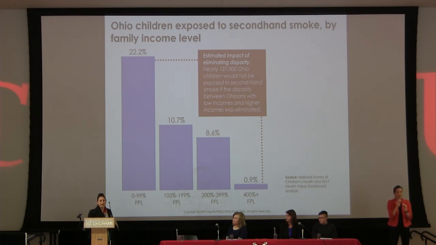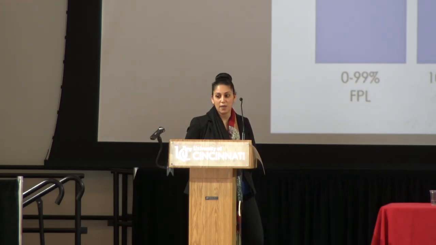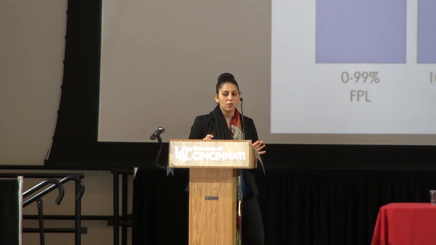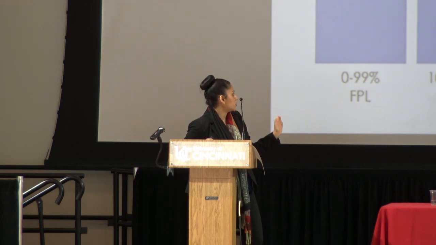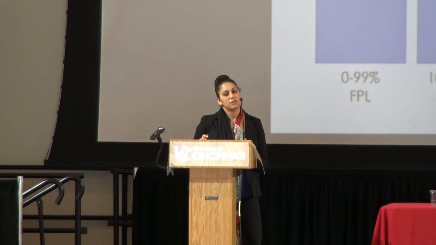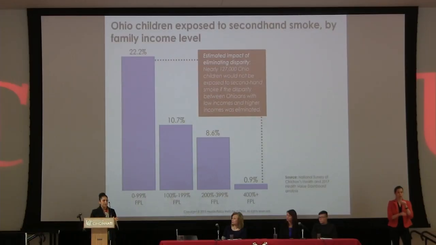And that's really underestimating how many Ohioans would be impacted if we achieved health equity. That's because it's only looking at the two extremes, the group with the lowest income and the group with the highest income. But if we really wanted to achieve health equity, all of those groups between 100 to 399% of the federal poverty level would also experience that same rate of exposure. And so we would actually see more Ohioans, more children in Ohio, that would not be impacted by secondhand smoke exposure.